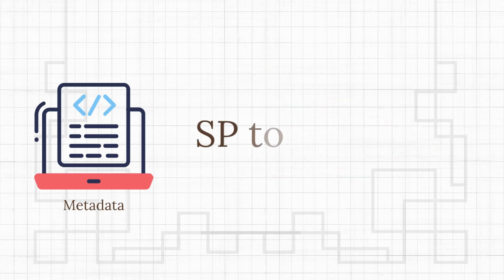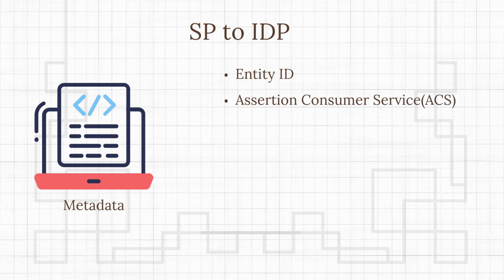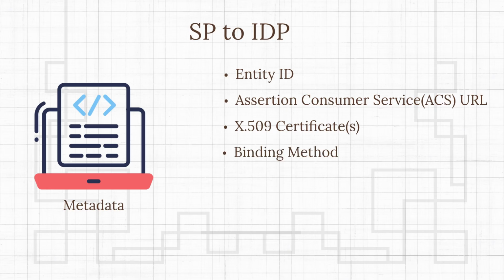From the service provider to the identity provider: the entity ID, the unique identifier for the SP; the assertion consumer service URL, also known as the ACS URL, the endpoint where the IDP sends the authentication response, also known as SAML assertions; the X.509 certificate, which is optional but recommended and is used to encrypt assertions or for mutual signing; and the supported bindings, which is the way the SP expects to receive the responses.